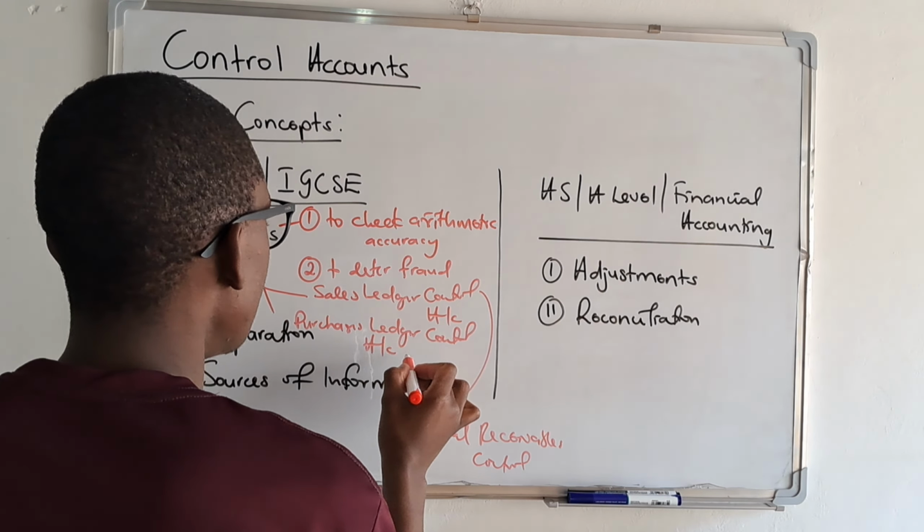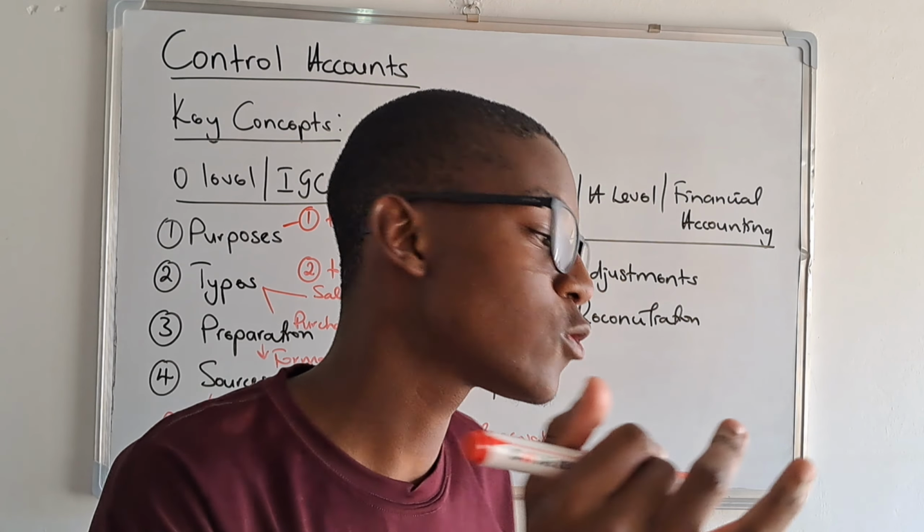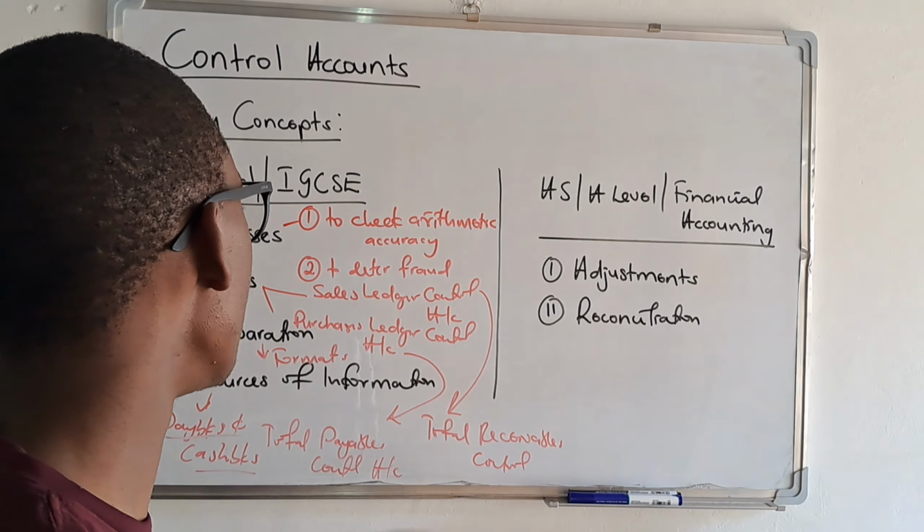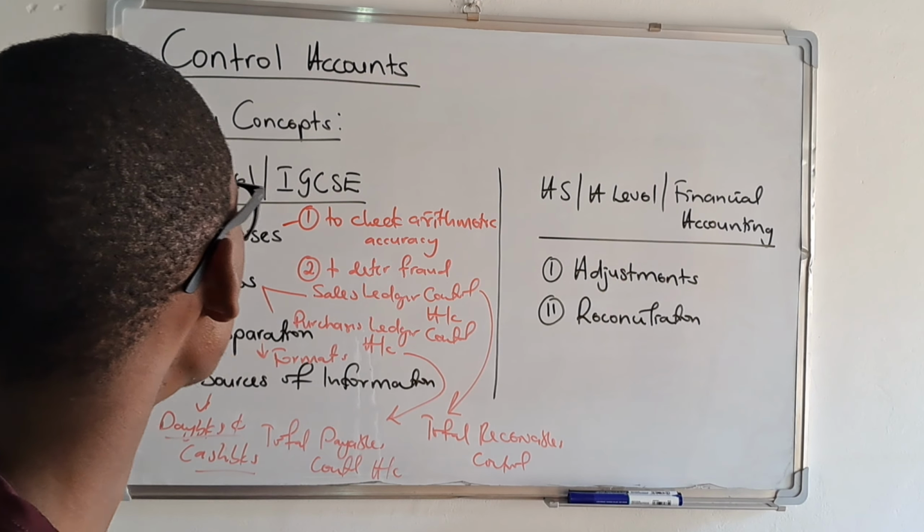In terms of the sources of information, we are going to look at various books, for example, the day books, and also not all, but some cash books. I've just done the introductory part to break down these 4 aspects as required by the revised syllabus of ZIMSEC and also the Cambridge IGCSE syllabus. We need to be aware of all these 4 items.